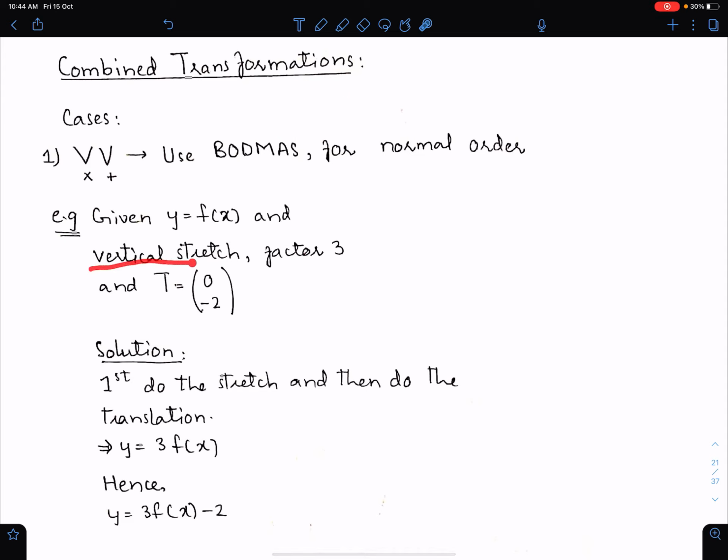So what if we have vertical stretch factor 3 and translation 0 minus 2? This is vertical translation. So first we need to do multiplication. Stretch is multiplication and translation is addition. So first we need to multiply this equation with 3, and then we have to add minus 2 into the resulting equation. So first do stretch and then do the translation. So 3f of x, this is stretch, and then add this minus 2 here. So first do multiplication and then do addition when we have two vertical, and this is according to P1's, the normal order. This is the equation of the resulting graph.